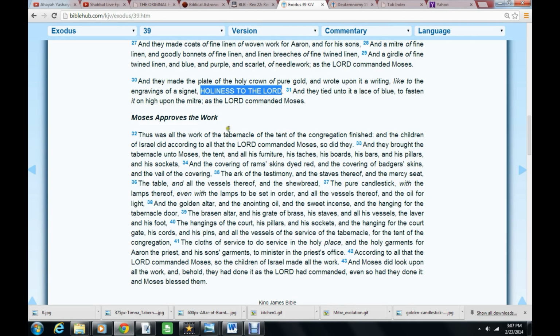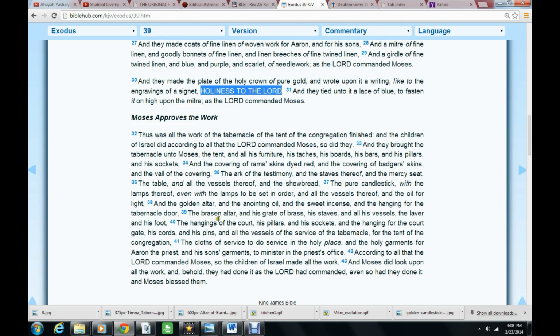So did they. And they brought the tabernacle unto Moses, the tent and all his furniture, his taches, his boards, his bars, and his pillars, and his sockets, and the covering of ram's skins dyed red, and the covering of badger's skins, and the veil of the covering, the ark of the testimony, and the staves thereof, and the mercy seat, the table, and all the vessels thereof, and the showbread, the pure candlestick with the lamps thereof, even with the lamps to be set in order, and all the vessels thereof, and the oil for light, and the golden altar, and the anointing oil, and the sweet incense, and the hanging for the tabernacle door. And this is a sum up of everything.